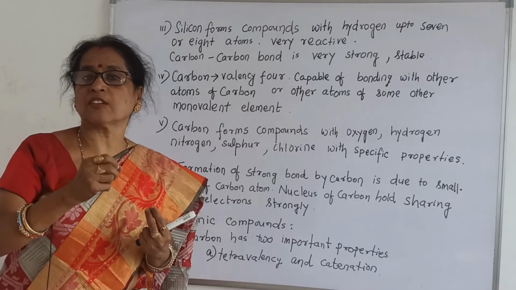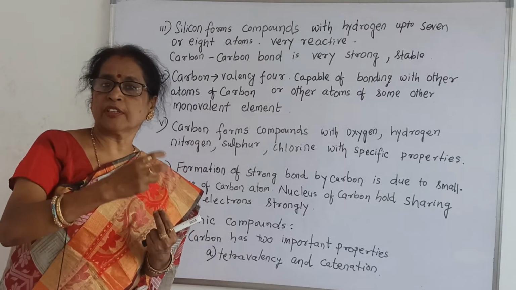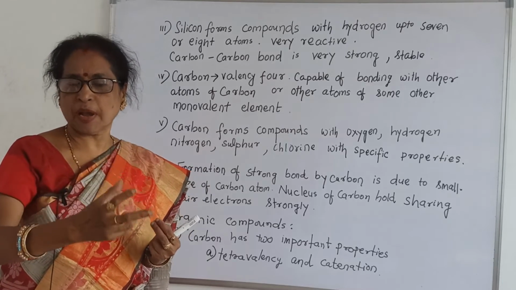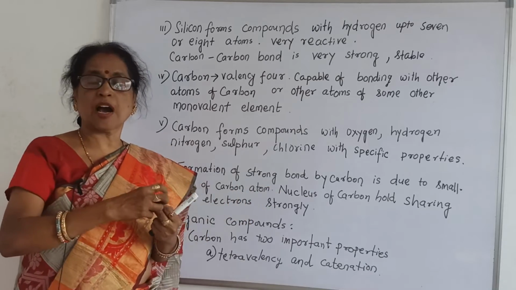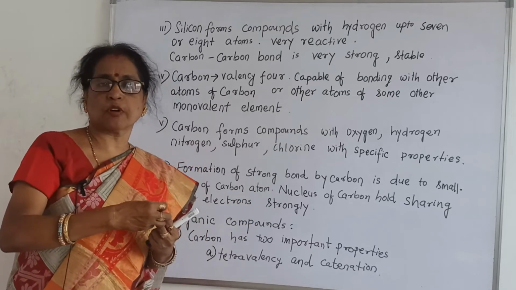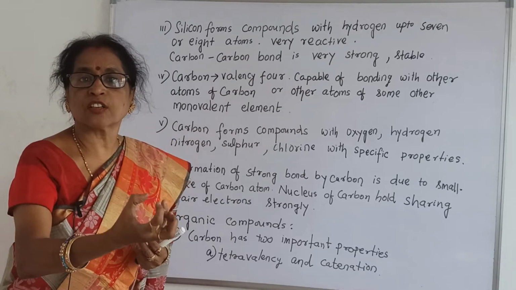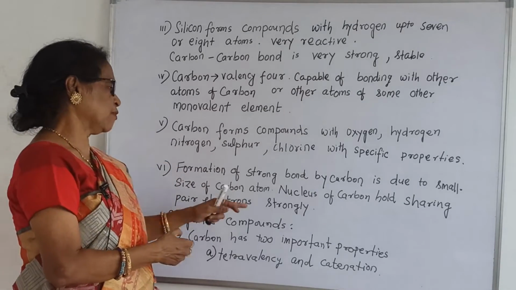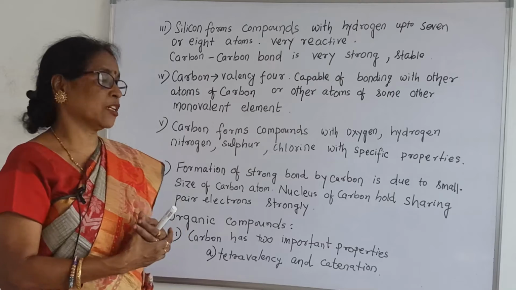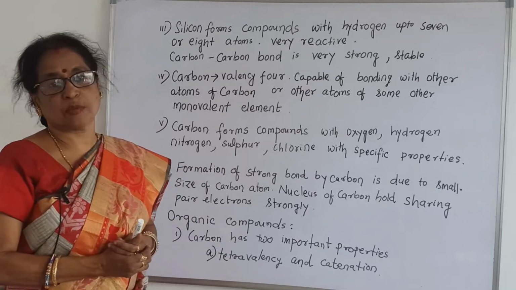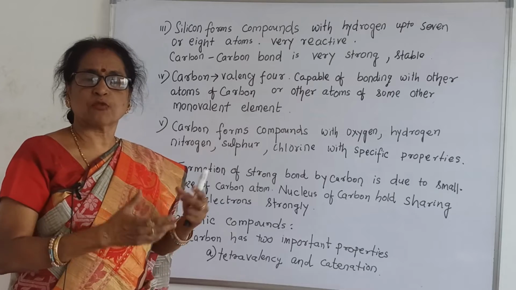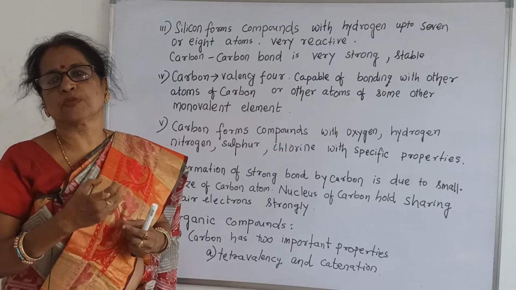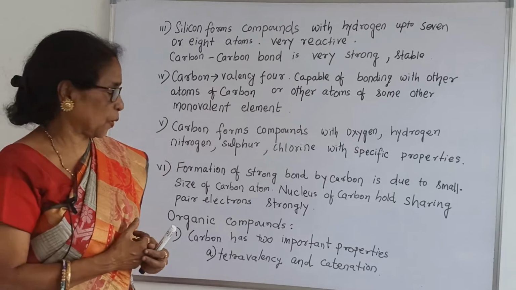A sharing pair of electrons gives a covalent bond. If there are 3 sharing pairs of electrons, then there are 3 covalent bonds: one sigma and 2 pi. The nucleus of carbon, which contains 6 protons, holds the sharing pair of electrons so strongly towards the nucleus that a strong bond is formed. It is due only to small size, because the nucleus holds the pair of electrons of the covalent bond very strongly.